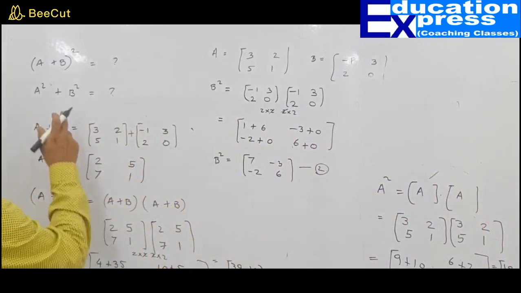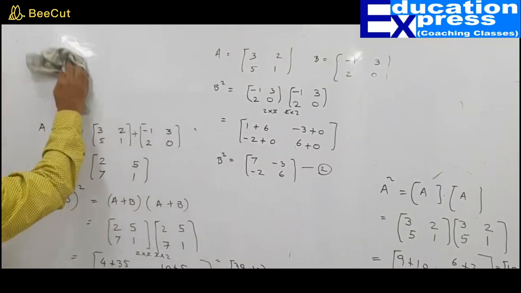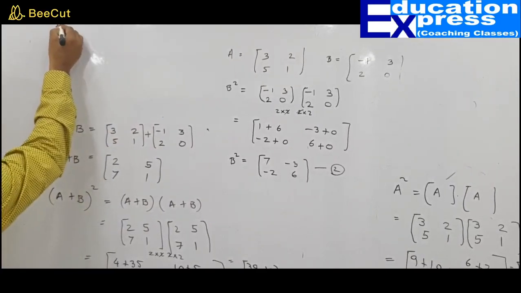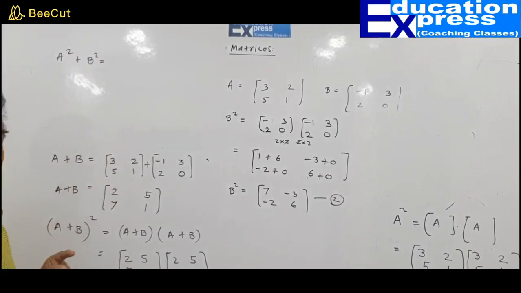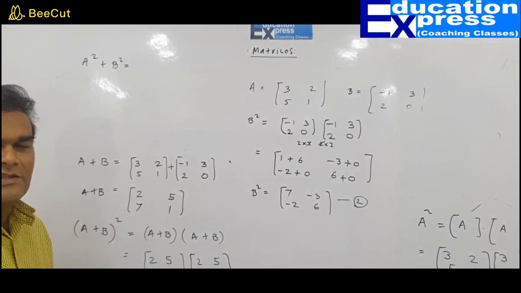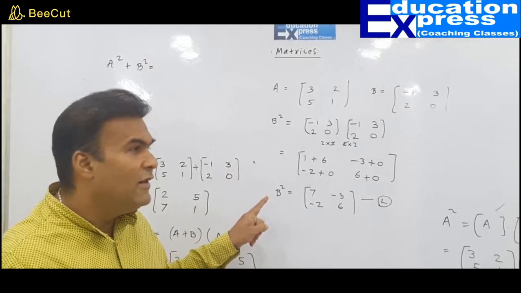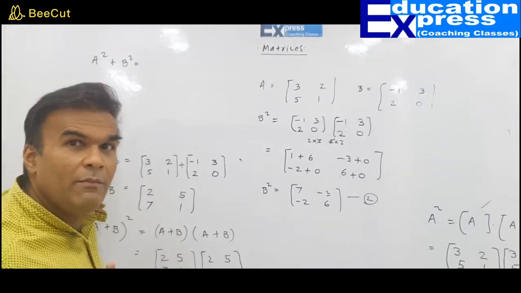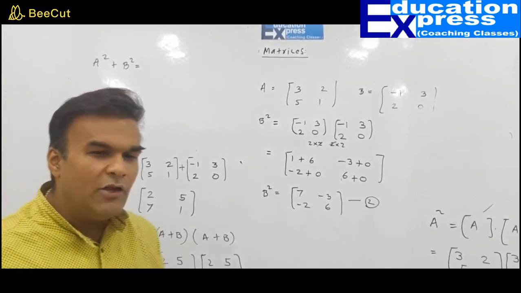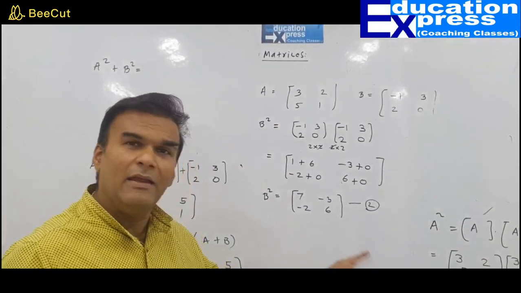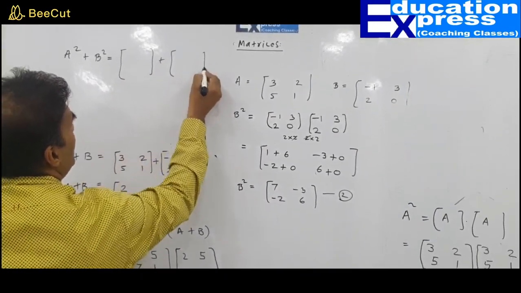Appropriately, if you are interested in finding the value of A square plus B square, what we can do is simply substitute the values. We already found out the value of A square, and now we found out the value of B square as well. We have to find out A square plus B square. What I am going to do is substitute the values of the matrices A square and B square.